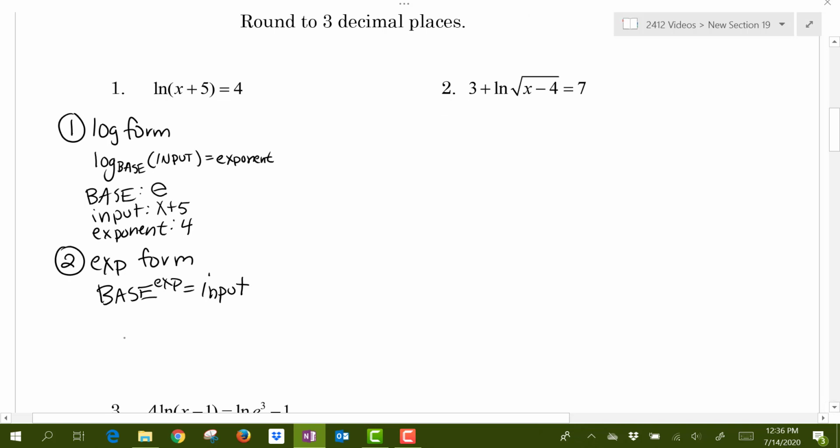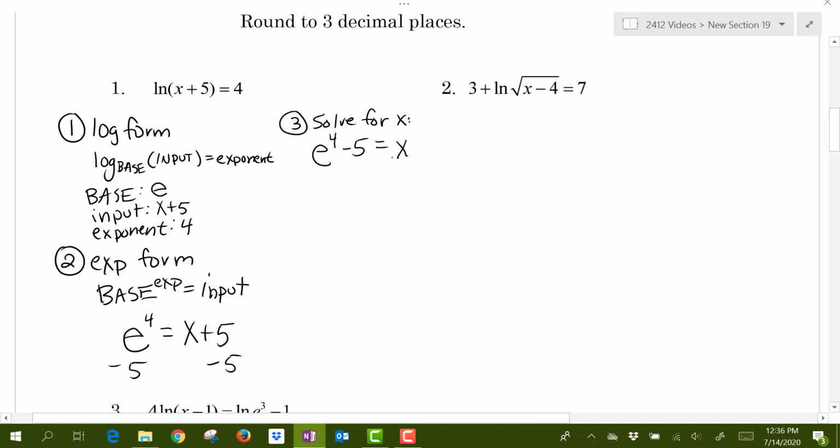Alright, so the base we said was e. The exponent is 4, which is equal to the input of the log, which is x plus 5. Alright, step 3, we want to solve for x. So I want to get x by itself on one side. To do that, I'm going to subtract 5, so minus 5 from both sides. And I get e to the power of 4 minus 5 is equal to x.